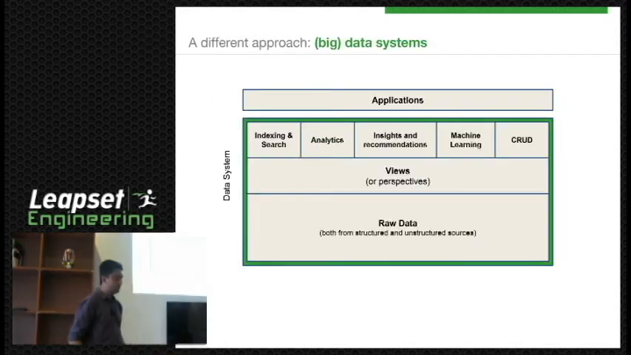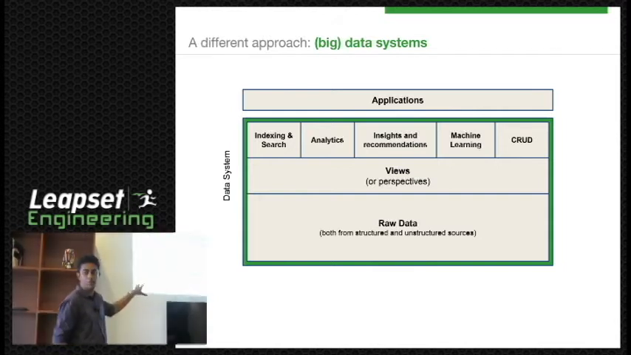So we are looking at a different approach for managing big data systems, right? We store data in raw format. We don't prepare a schema first. We load the data, then model, right? So we store both structured and unstructured data in raw format. Then based on your requirement, we create dimensions or weaves, sort of perspectives, out of that data.